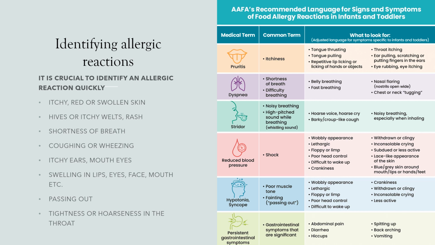Identifying allergic reactions. It is crucial to identify an allergy reaction quickly. This may look like itchy red or swollen skin, hives or itchy welts or a rash, shortness of breath, coughing or wheezing, itchy ears, mouth or eyes, swelling in the lips, eyes, face, mouth, and so on. The child could possibly pass out, or have tightness or hoarseness in the throat. To the side, you'll see what may be going on, what the common term could be, and what to look out for with certain reactions.